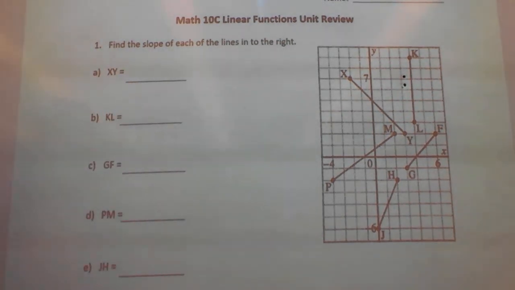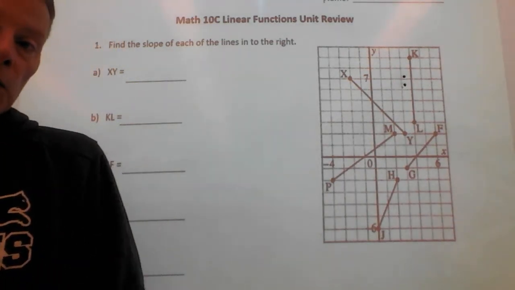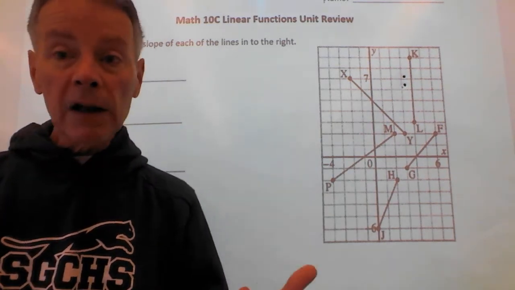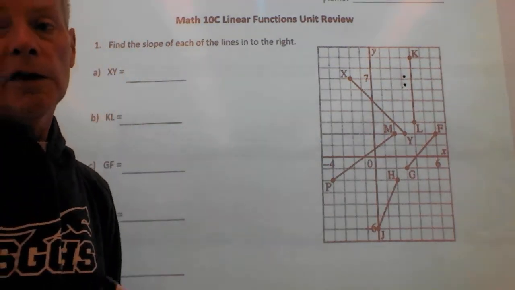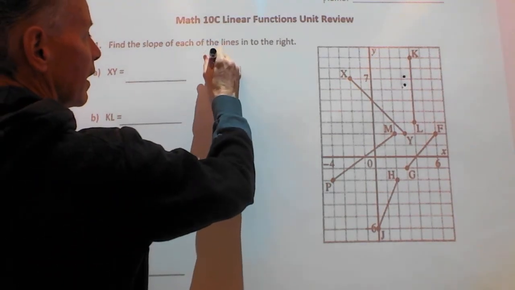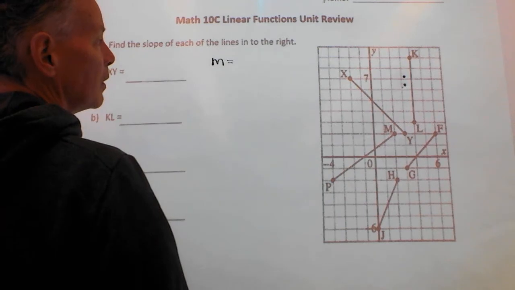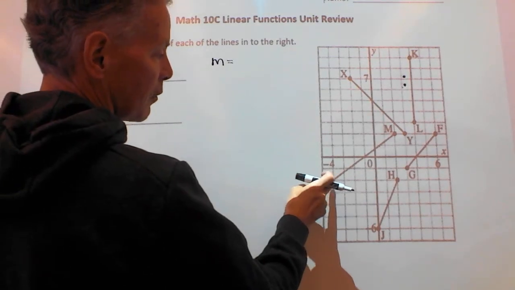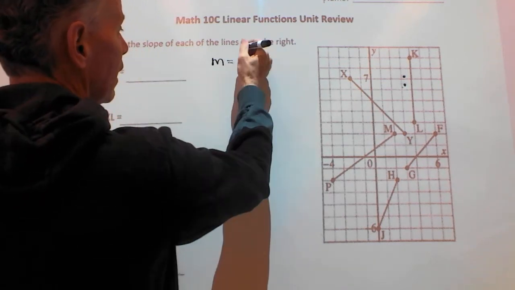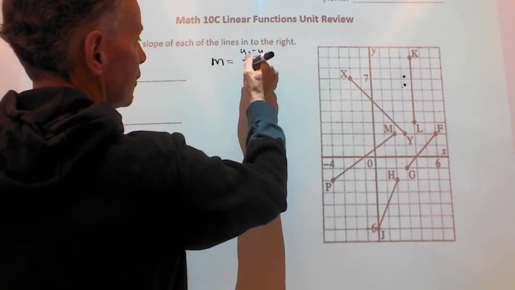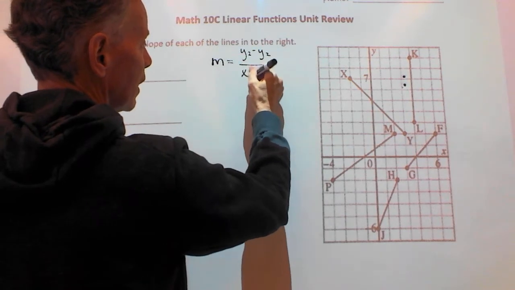So the first part of the review, I just want to go over the equations or formulas that you'll need to know or need to use. So we started out by looking at the formula for slope. Remember, slope is a measure of the steepness and direction of a line. And you can find the slope if you know any 2 points on the line.